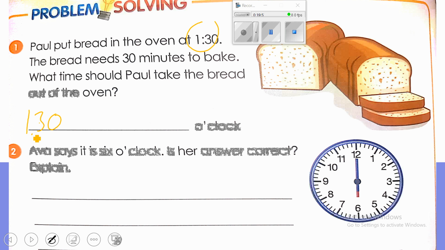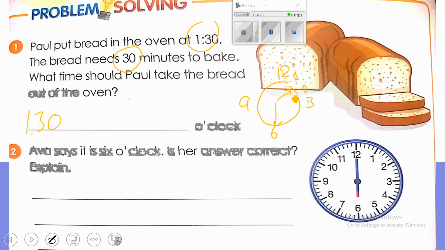And it needs to bake 30 minutes more. What time should Paul take the bread out of the oven? So 1:30. Let's draw it here. When I'm drawing the analog clock, I just write the basic numbers here: 12, 6, 3, 9. I want 1, so 1 is closer to the 12, and I want 30. 30 is on 6. 1 is between 1 and 2.